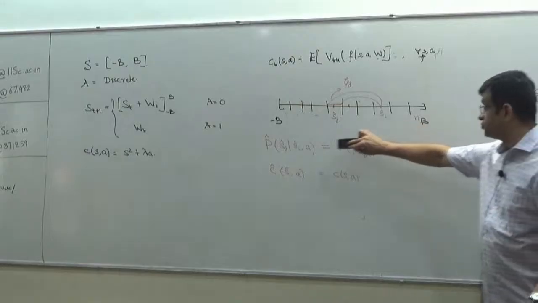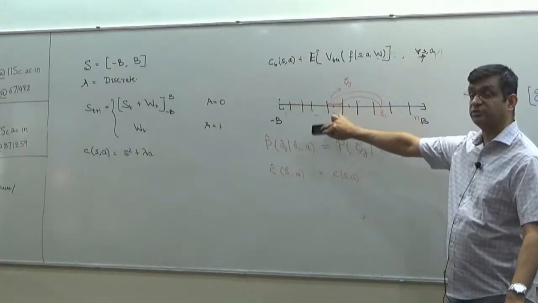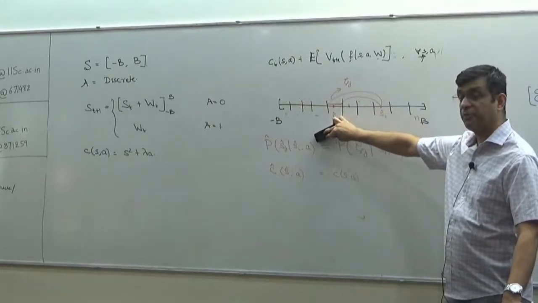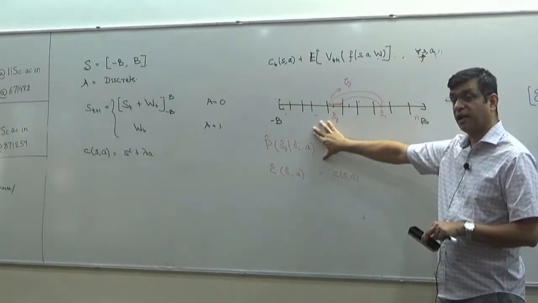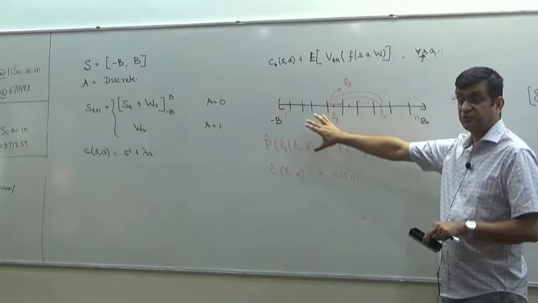I'm just saying this is a transition kernel, so I'm creating a completely made up Markov chain with a given dynamics. I'm just specifying the transition kernel of the Markov chain.